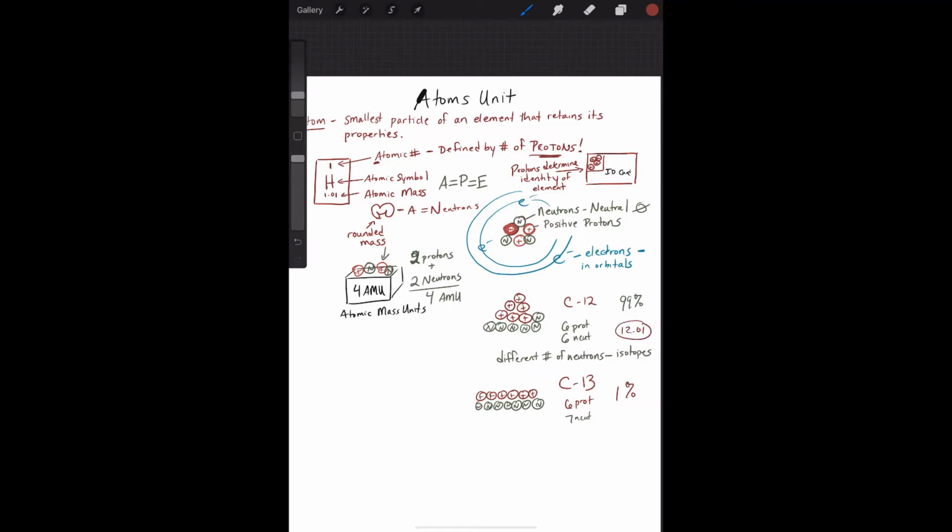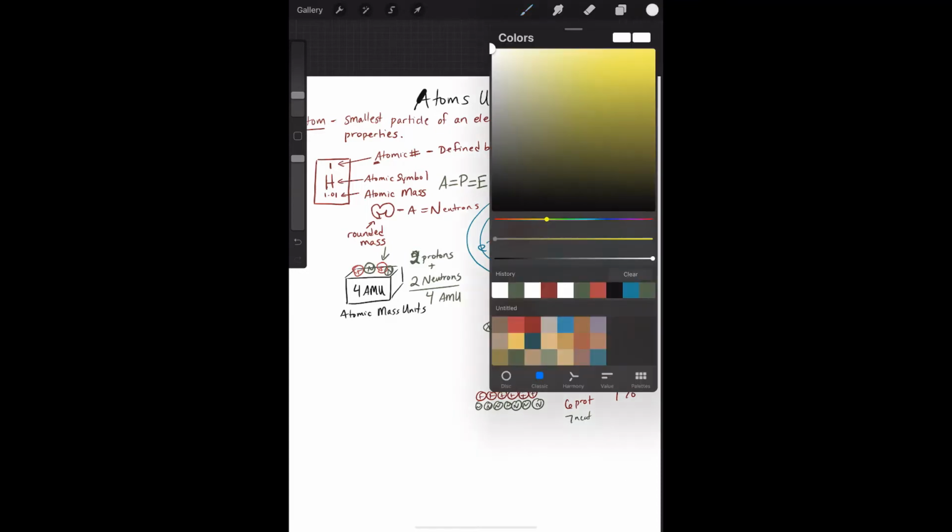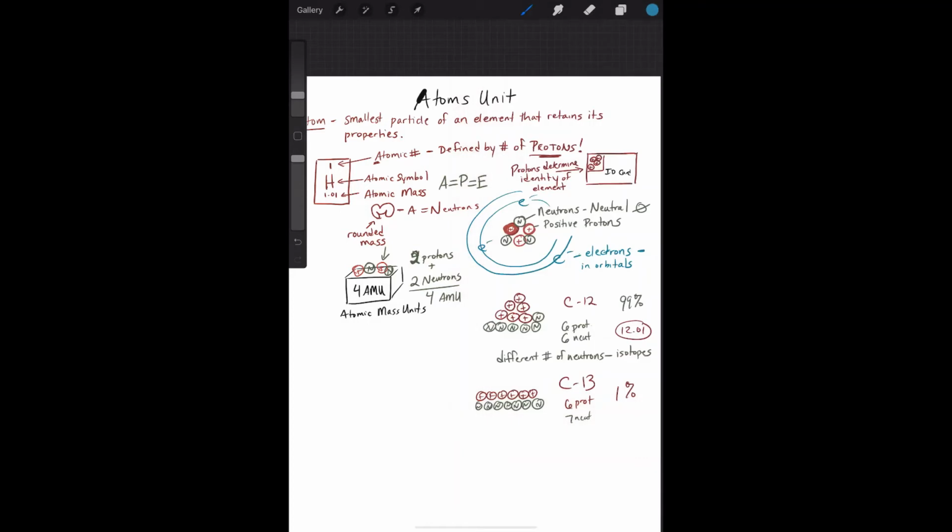So I'm just going to put this on here. This teaches me about isotopes. That's our main topic for this section here. It helps us to understand what an isotope is.